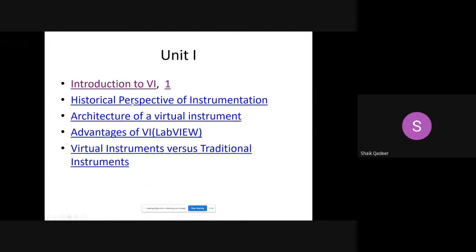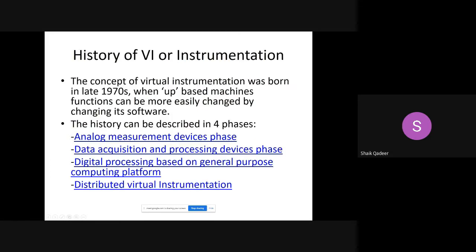Next, I am going to demonstrate the second topic of this unit, the history of instrumentation. The concept of virtual instrumentation was born, because our main topic of discussion is virtual instrumentation, so we need to first put this particular note. The concept of virtual instrumentation was born in the 70s, when microprocessor based machine functions were easily implemented with the help of software.